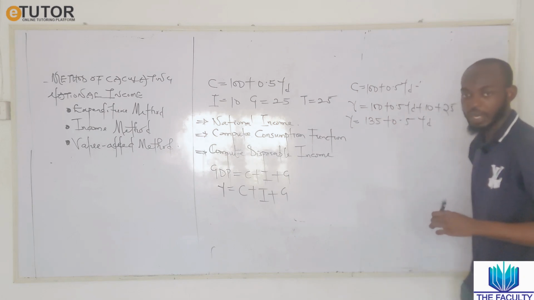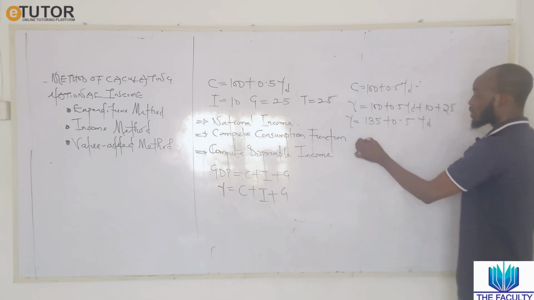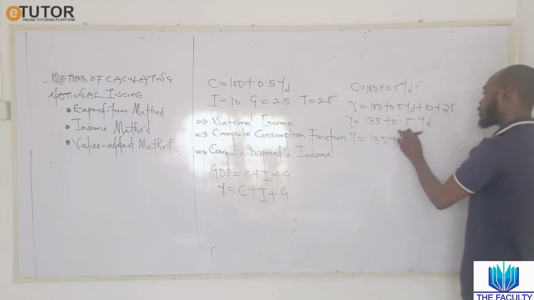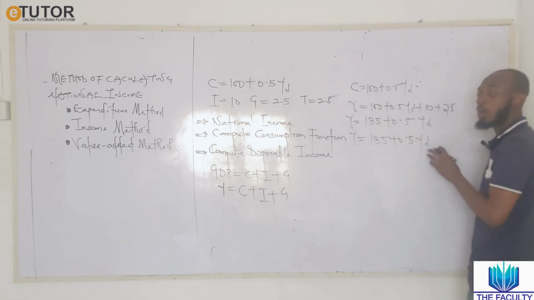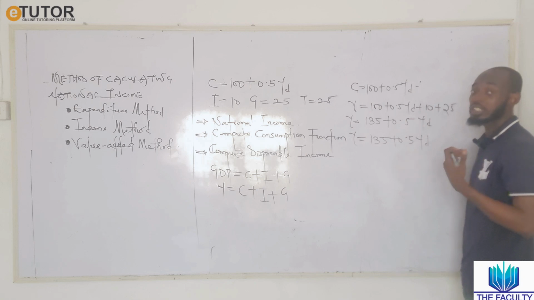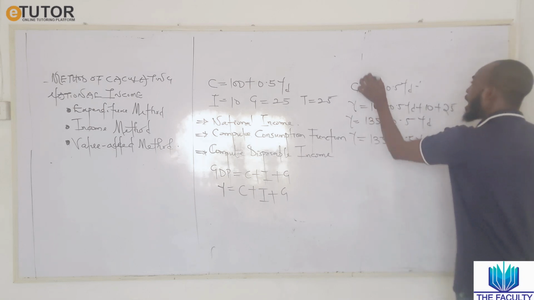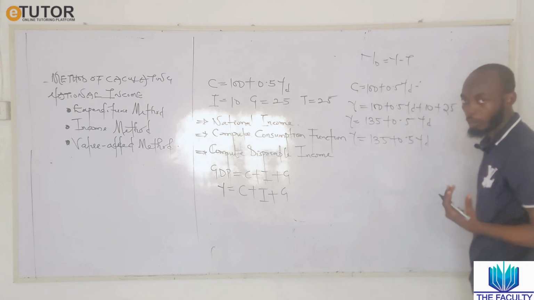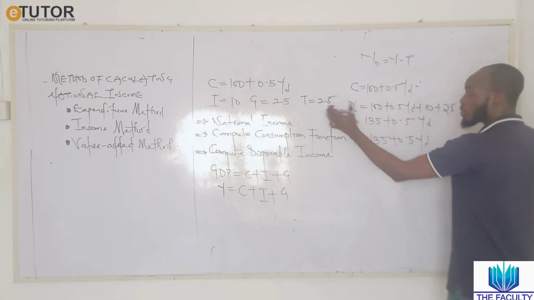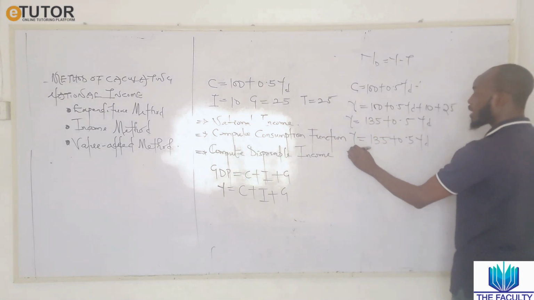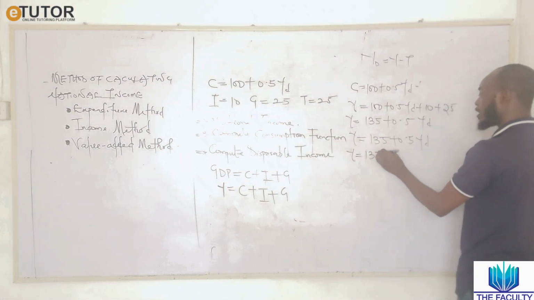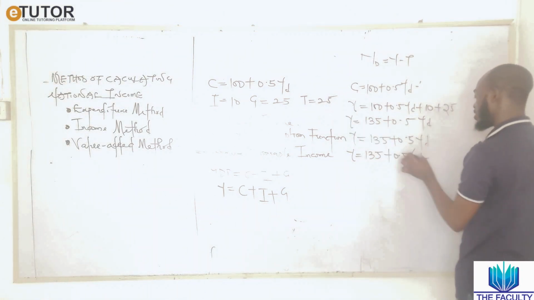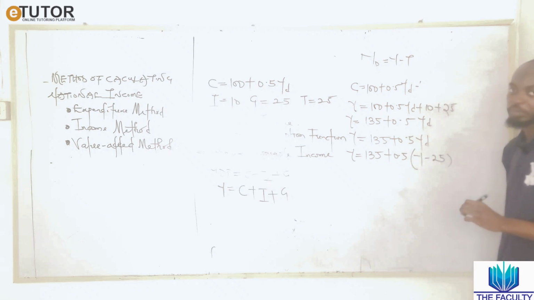So how are we going to continue? Since Y is equal to 135 plus 0.5 YD, don't forget that YD represents disposable income. If you recall from the last class, our disposable income is equal to Y minus T, which is income minus taxation. In this question, we are given taxation, so Y is equal to 135 plus 0.5 into (Y minus 25). What's our taxation here? 25. I hope you are following.